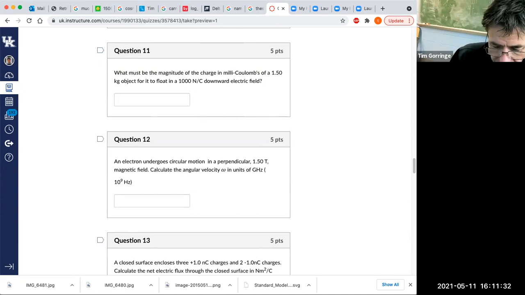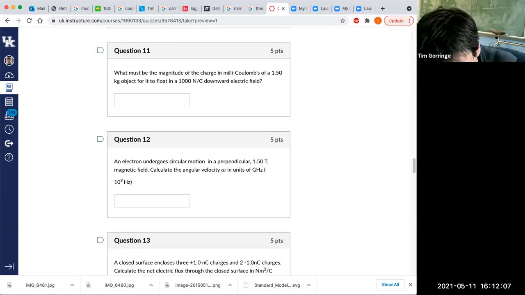Okay, question number 11. In question number 11, we're told we've got a charge and it's floating in free space. We're told that the mass of the object that's charged is 1.5 kilograms. And we're told that it's floating in a field of 1,000 newtons per coulomb. And we've got to figure out the magnitude of the charge on this object that's floating in free space.